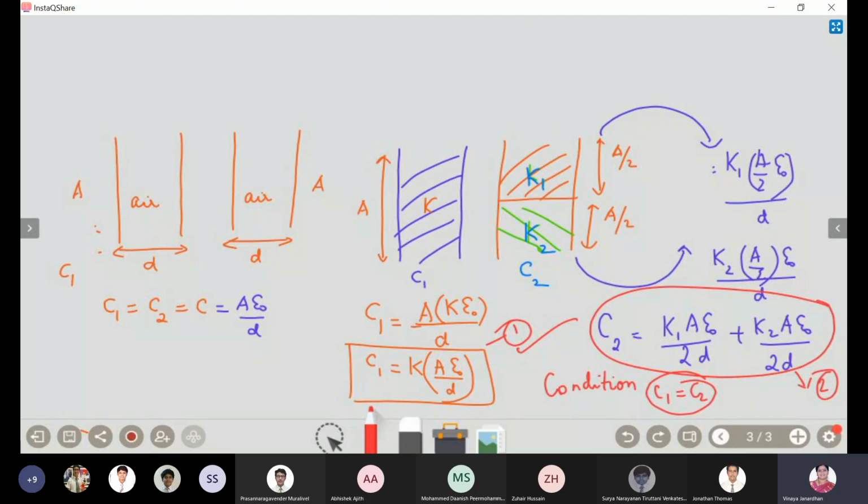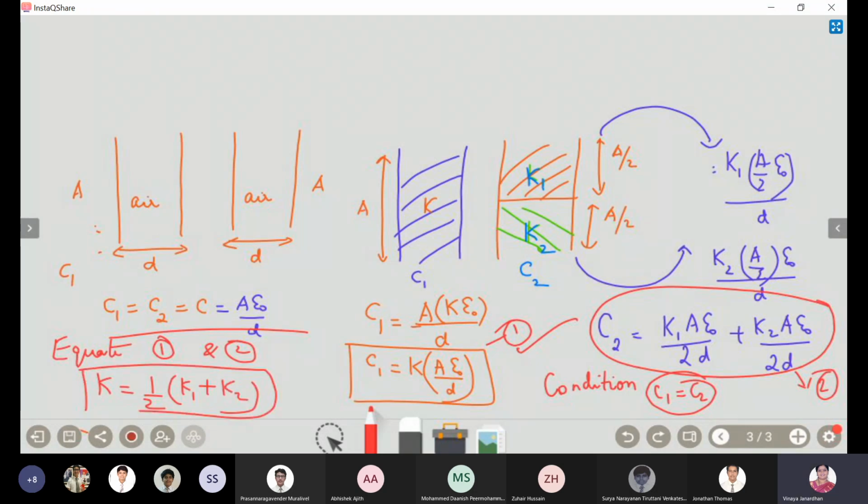So can you get the value? Can you equate these both, boys? Equate equations 1 and 2, and then you will get the value. K is half times K1 plus K2.